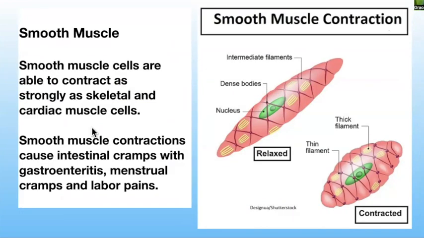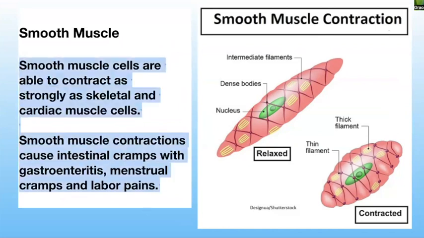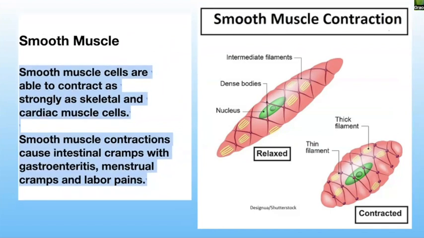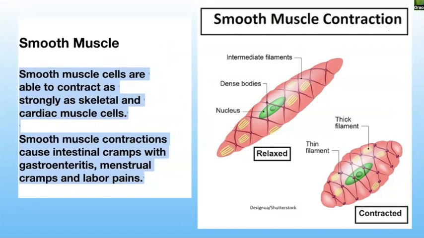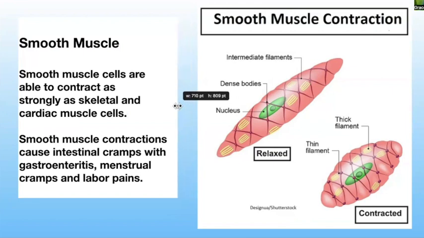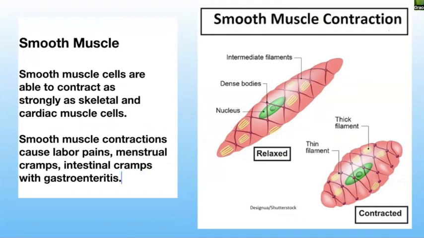Smooth muscle cells are able to contract as strongly as skeletal and cardiac muscle cells, even though they have a nice little innocent name, smooth. They create really powerful contractions. They create labor pains, which are famously painful. They create menstrual cramps. They create the intestinal cramps that we associate with gastroenteritis. Okay, and any time that you've ever had gas.